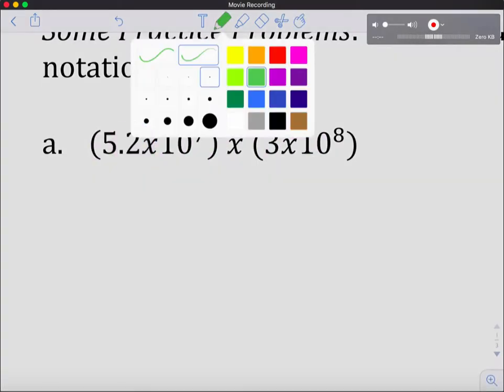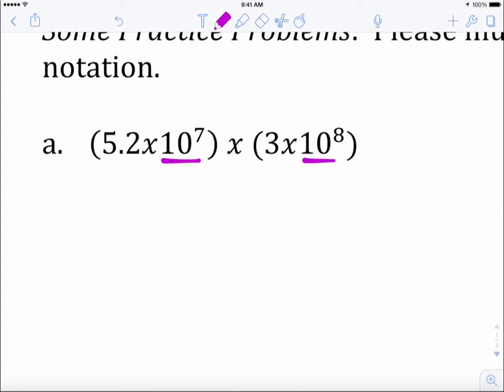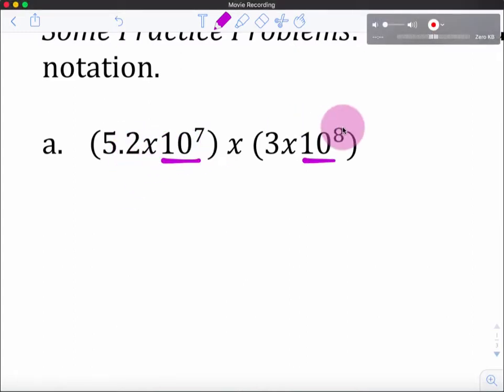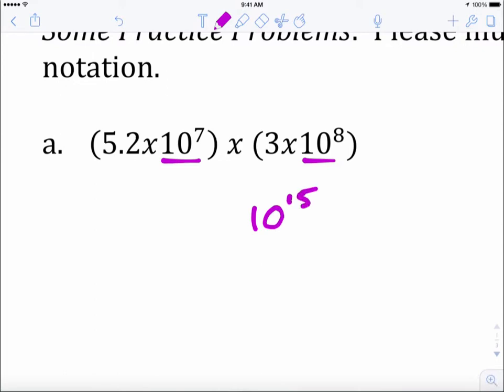Let's go ahead and multiply our 10s raised to some powers. I think 10 to the 7th multiplied by 10 to the 8th will give us 10 to the 15th power, just using properties of exponents. What are we going to be multiplying that by? We're going to be multiplying that by whatever 5.2 times 3 is, which is 15.6. So 15.6 times 10 to the 15th.